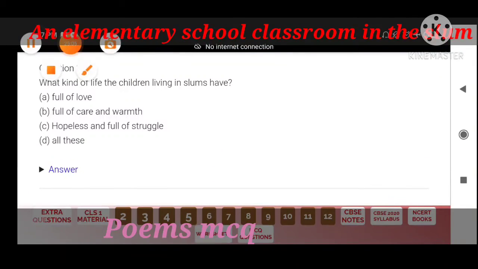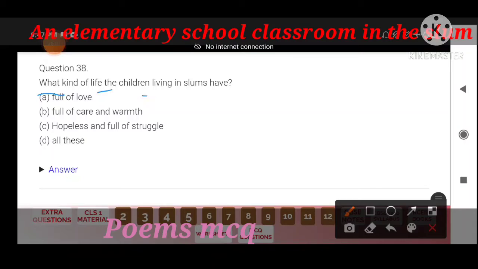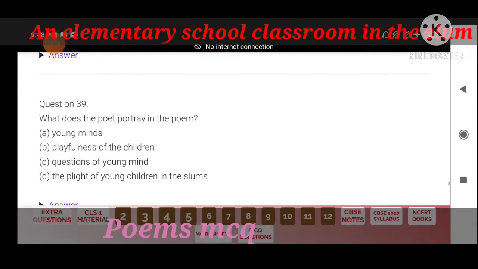What kind of life do the children living in slums have? Full of love, full of care and warmth, hopeless and full of struggle, and all of this. So the answer is hopeless and full of struggle. This is the life of slum people, especially children.